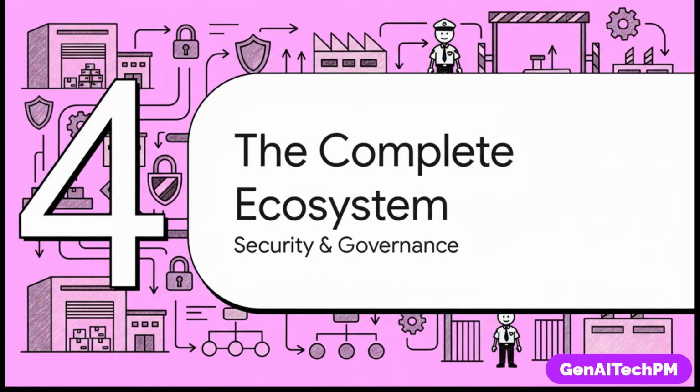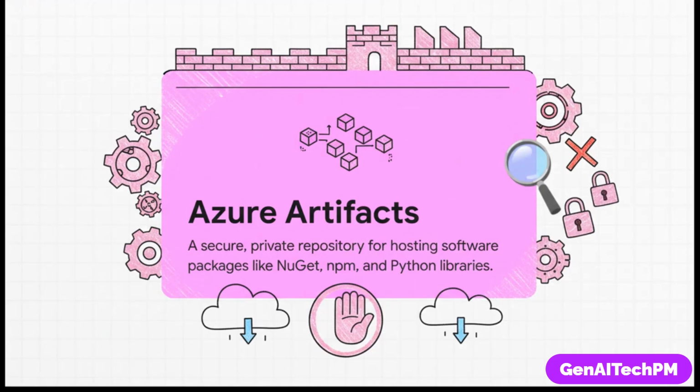But a great factory isn't just the assembly line, right? You need a secure warehouse for your parts, you need security guards, you need rules and governance. So now let's look at the rest of the ecosystem that provides all that critical stuff. So let's talk about that warehouse. That's Azure Artifacts.